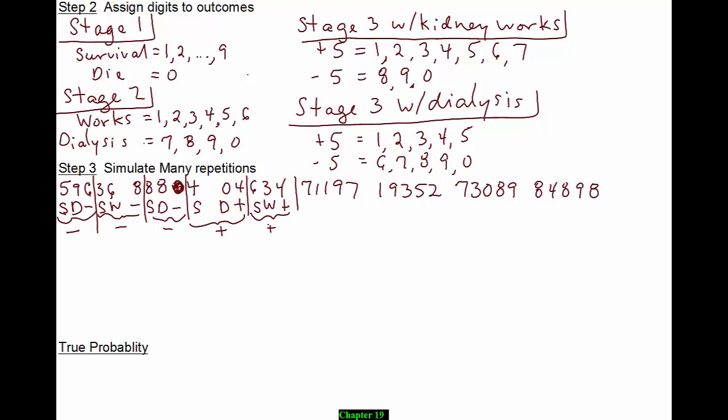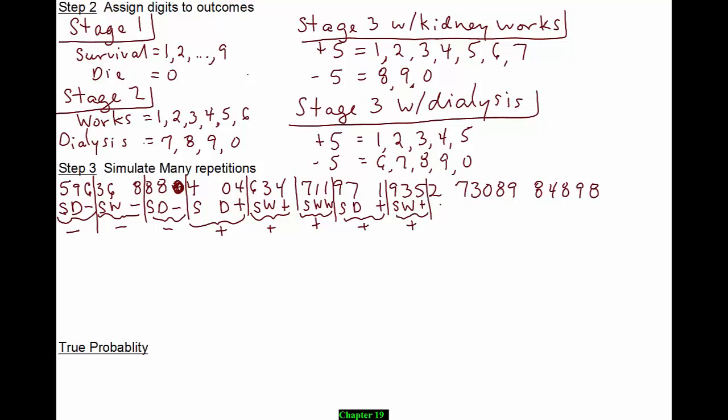A 7 in stage 1 is survive. A 1 in stage 2 is having a kidney that works. And a 1 in stage 3 with a kidney that works is surviving past 5 years. A 9 in stage 1 is survive. A 7 in stage 2 is going on dialysis. And a 1 in stage 3 with dialysis is surviving past 5 years. A 9 in stage 1 is survive. A 3 in stage 2 is having a kidney that works. A 5 in stage 3 with a kidney that works is surviving past 5 years.